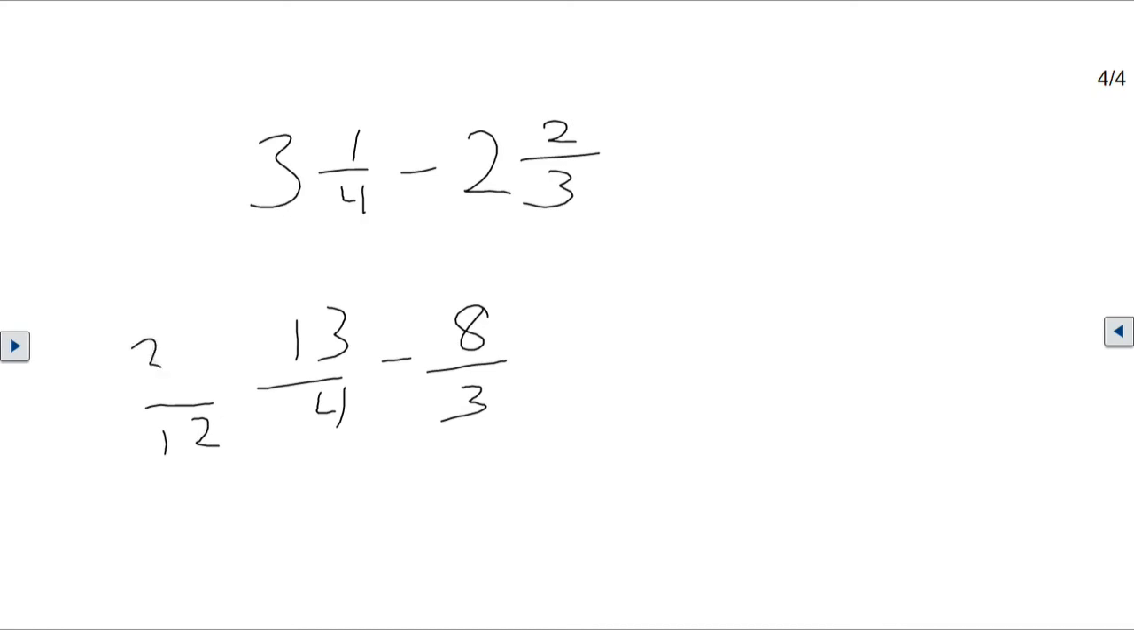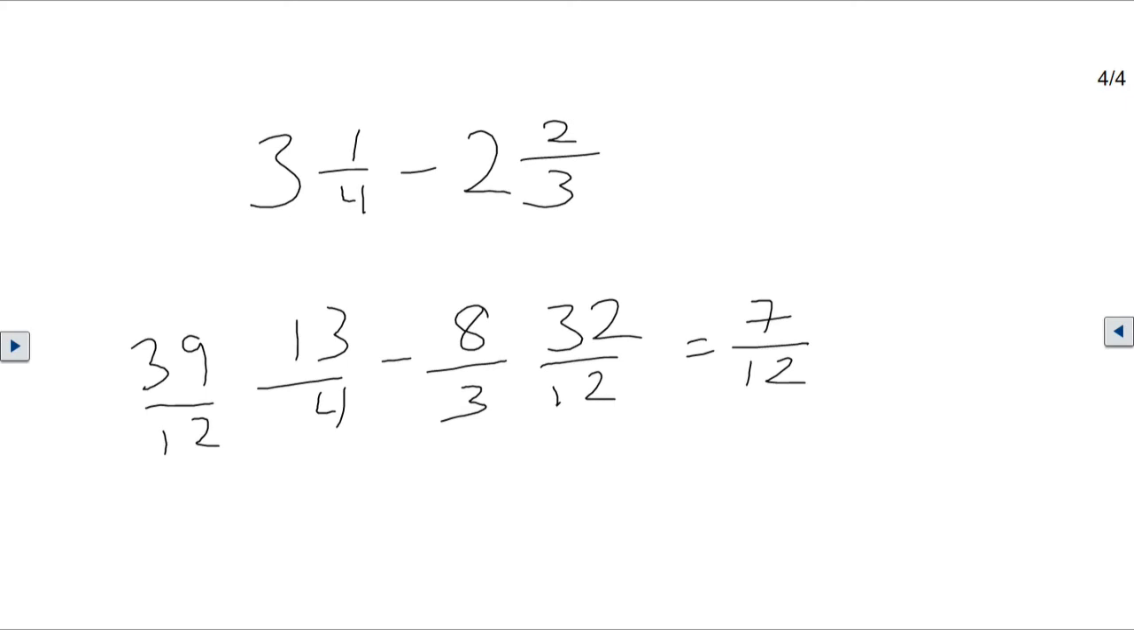Get my common denominator of 12. Okay, that's times 3, so 39/12. That's times 4, so 32/12. And then I could do 39 minus 32 to get 7/12. Okay, so again, if the numbers are small, that's a pretty efficient way to do it.